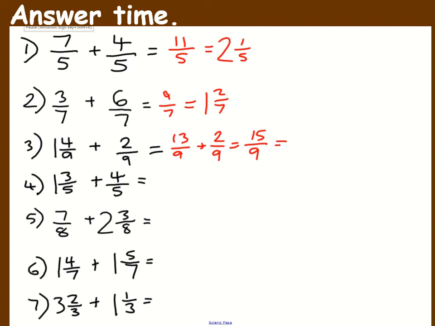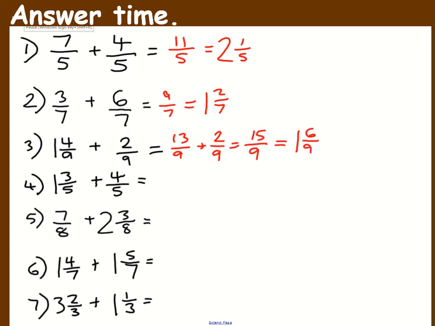Okay, now we can turn it into a mixed number. How many times does 9 go into 15? It goes in once, but then we've got to go from 9 up to 15. Well, that's 6, isn't it? 6 ninths. Now look at that, guys.